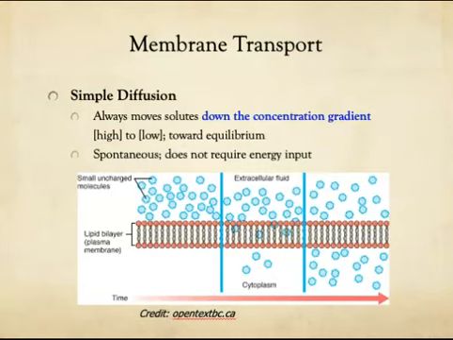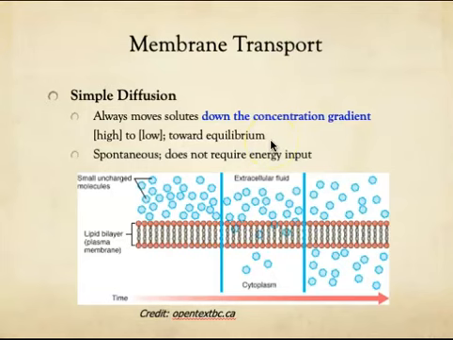Simple diffusion is always going to move the solute, the dissolved particle, down the concentration gradient. And remember what that language means. It means from the side with the high concentration of particle, across the membrane, to the side with the low concentration of particle. From high to low until equilibrium is reached.